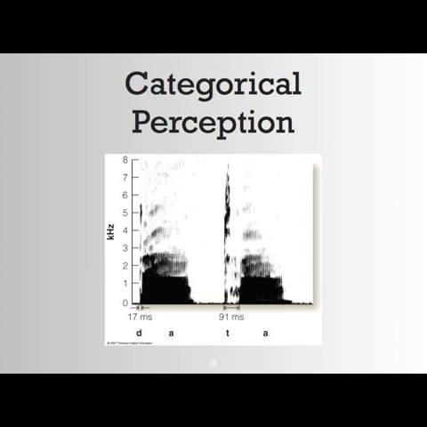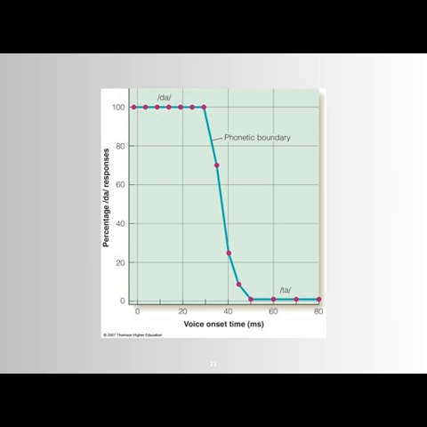Sort of a weird hybrid TD combination. Turns out that you don't hear anything. Well, you hear either a T or a D, but you never really hear anything in the middle. So you have really this precipitous drop-off. So this is what's known as the phonetic boundary.